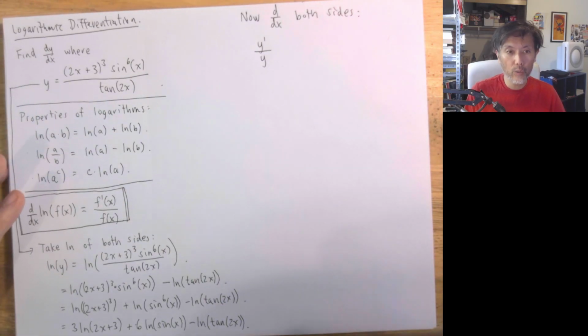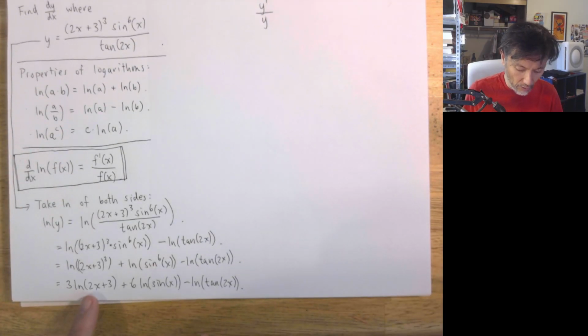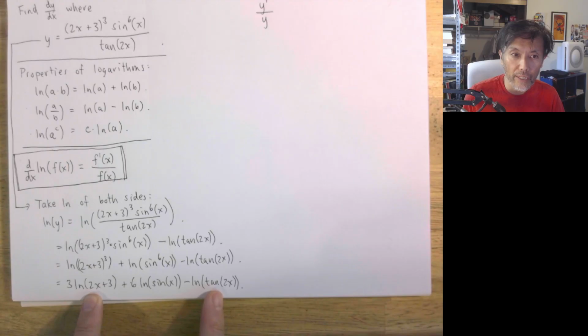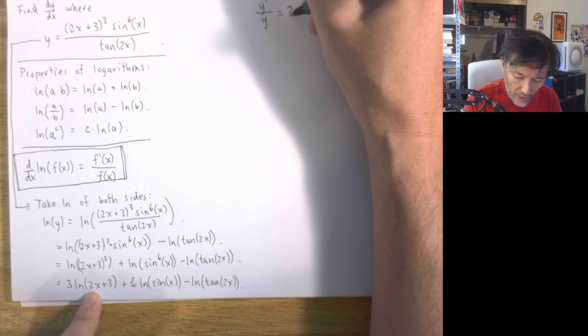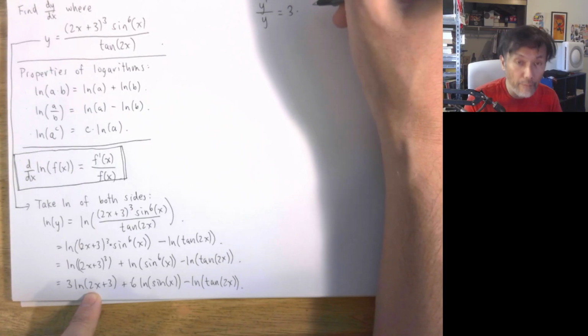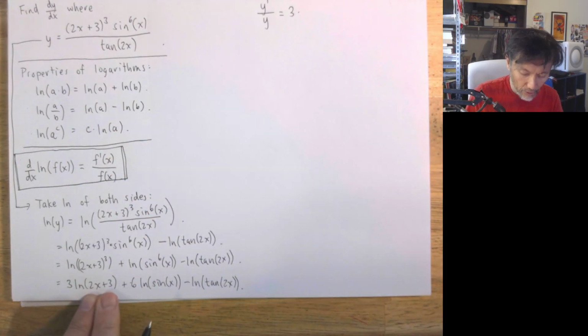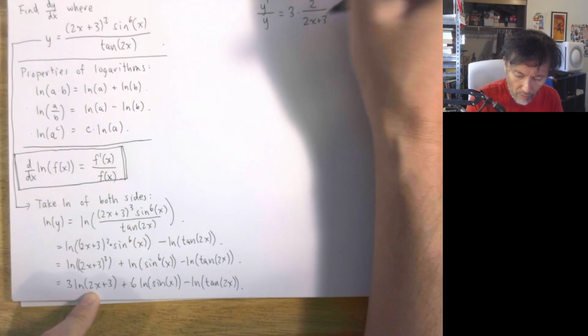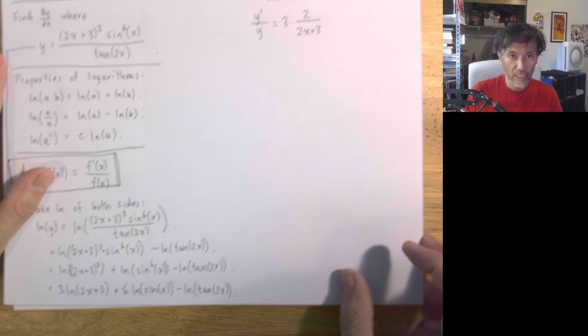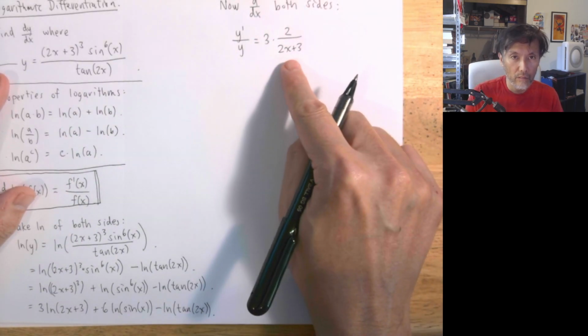And what do we have on the right? Well, I'm going to use the sum rule, right? The derivative of this piece is 3 times, now it's f prime over f. F is being played by 2x plus 3 here. F prime, therefore, is 2. F is 2x plus 3. Can you see that? My bad.